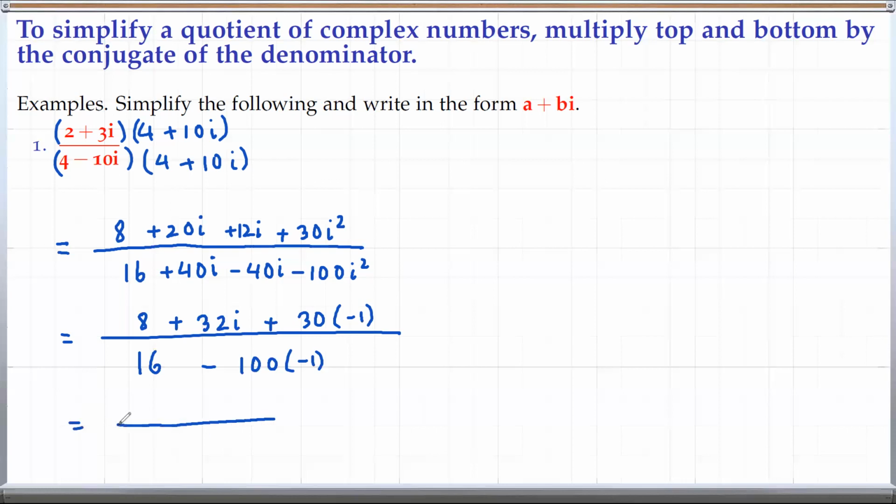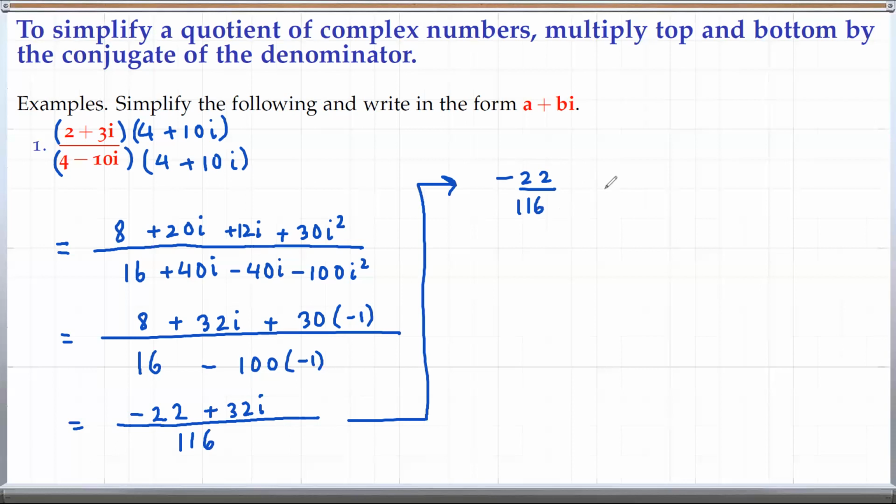So that gives us 8 minus 30 on the top, which is negative 22 plus 32i. And in the denominator, we have 16 plus 100 because we have negative 100 times negative 1. So we get 116 in the denominator. So this we can write as negative 22 by 116 plus 32 by 116i. Looks like we can reduce both of these fractions.